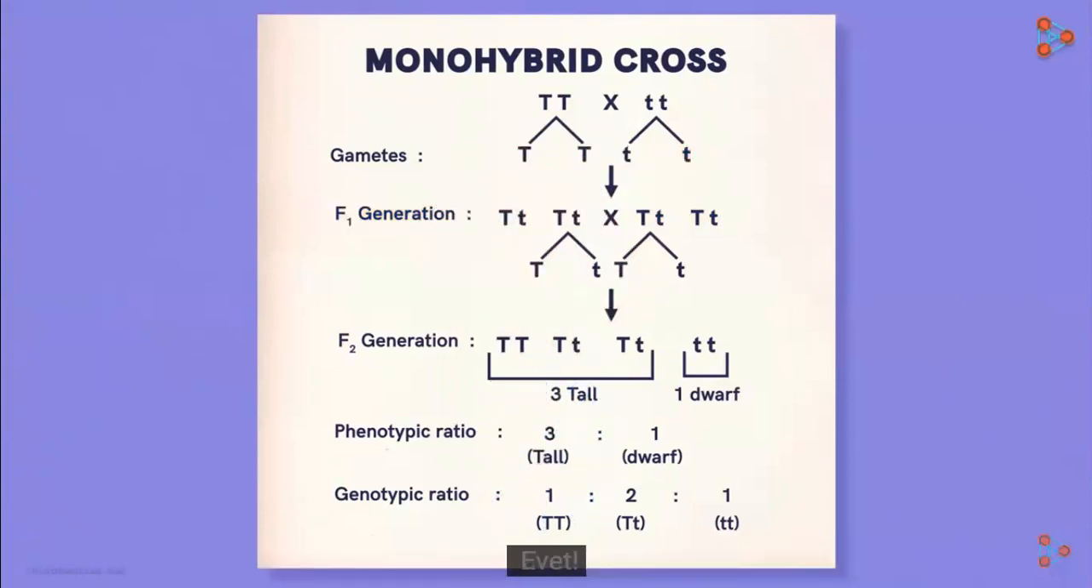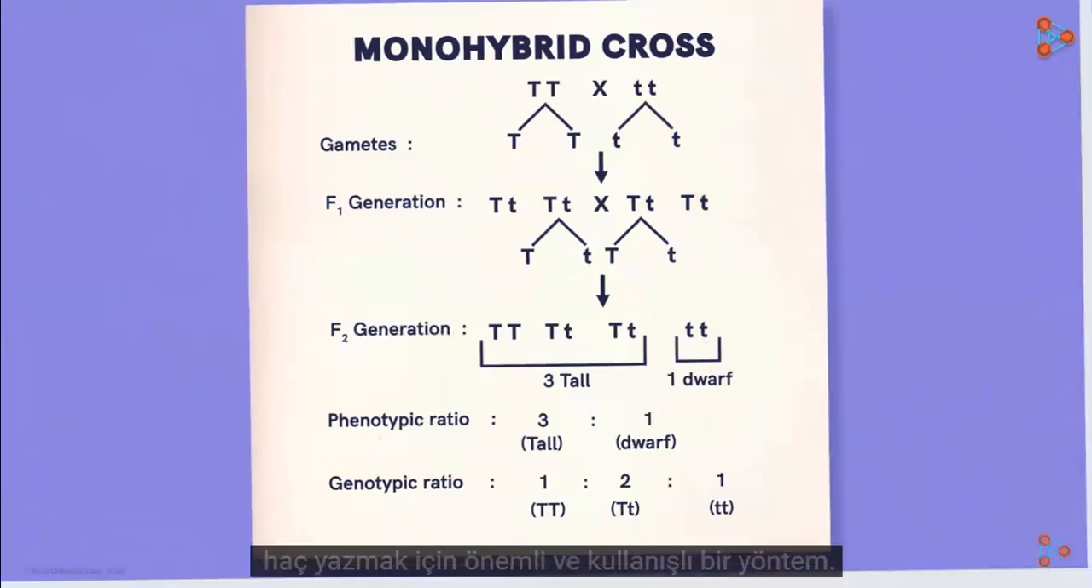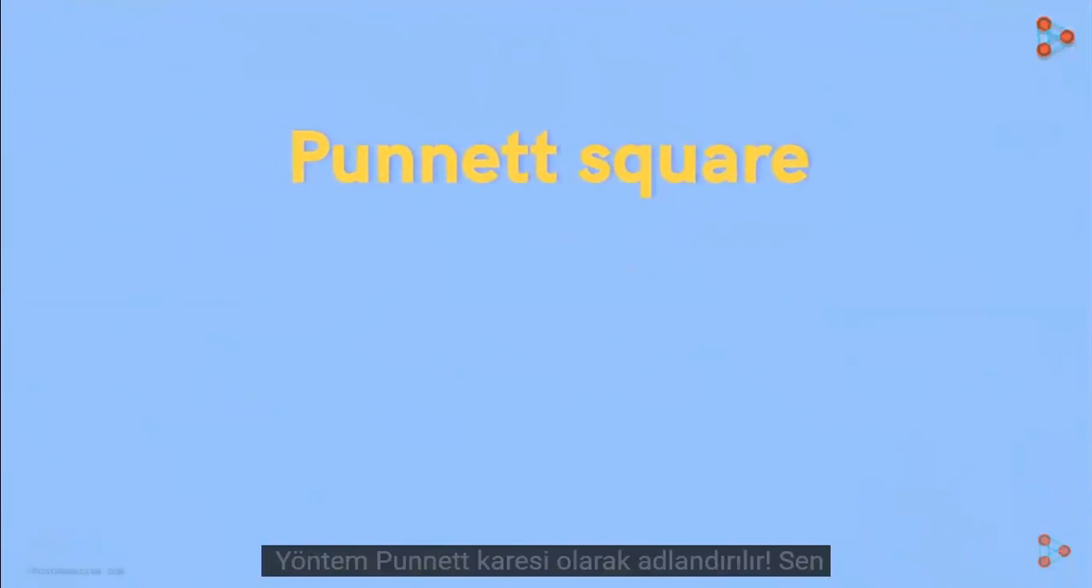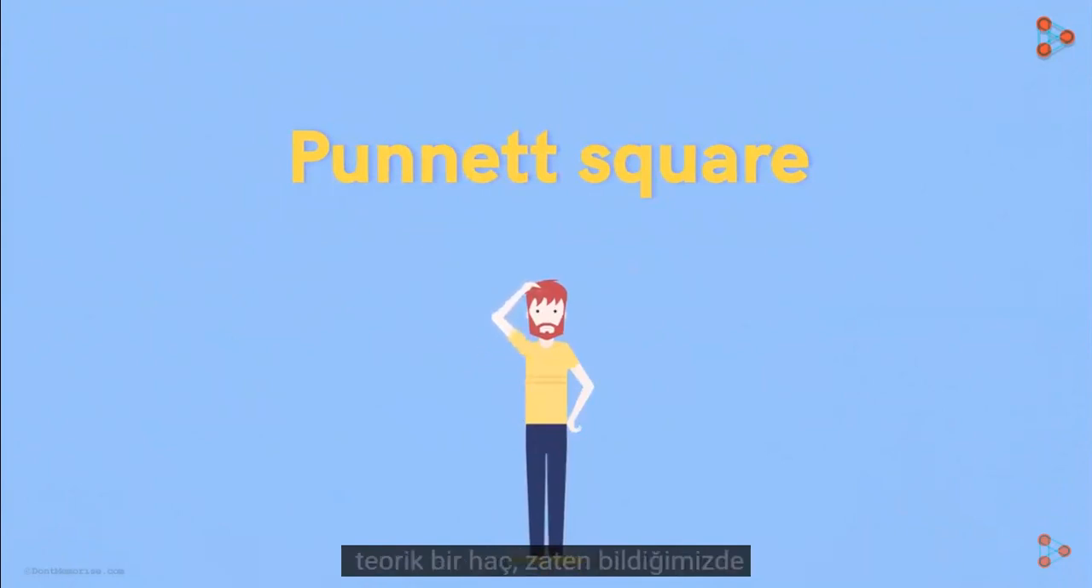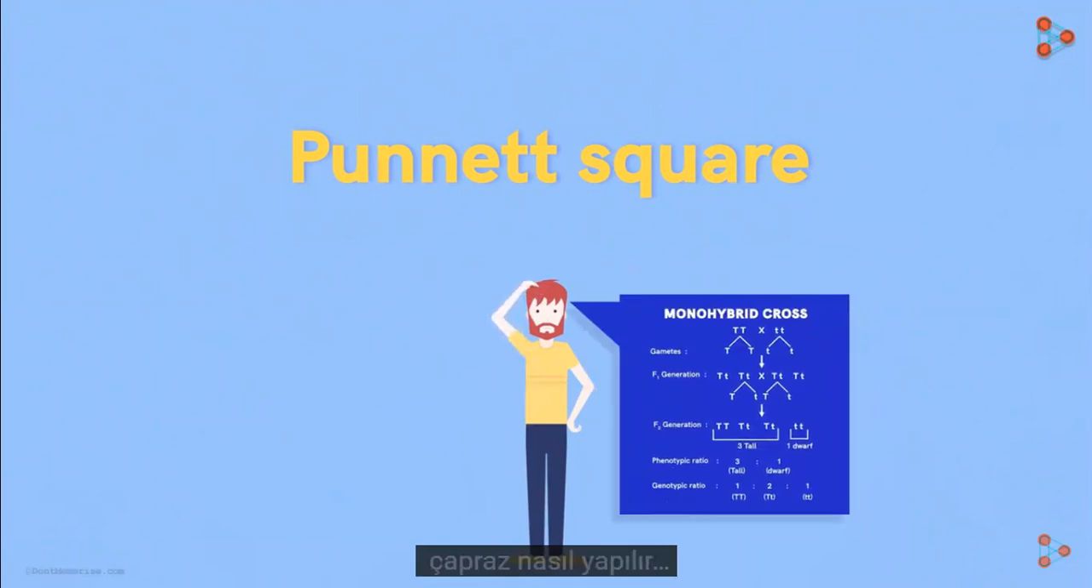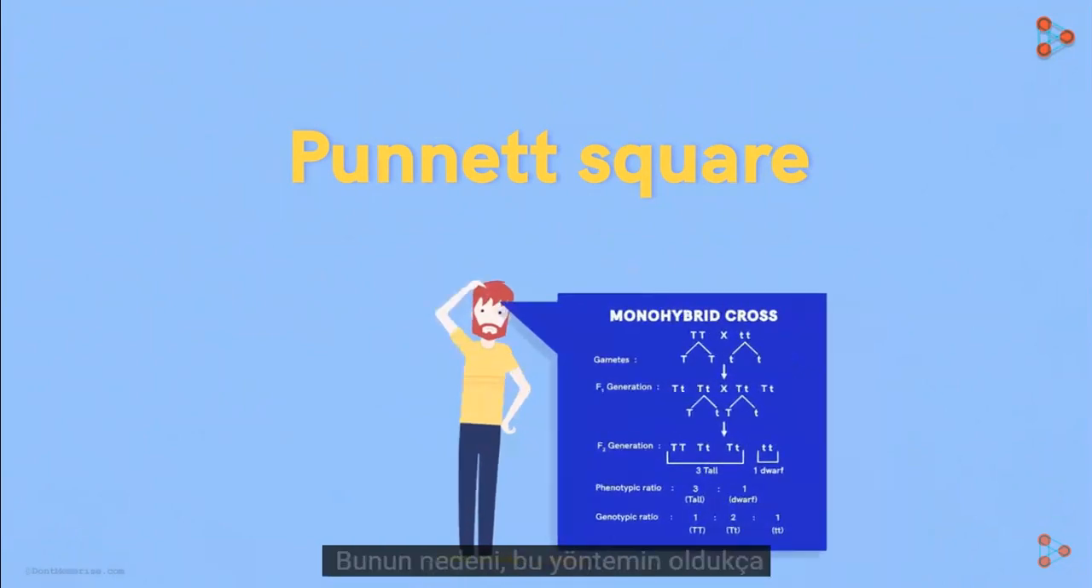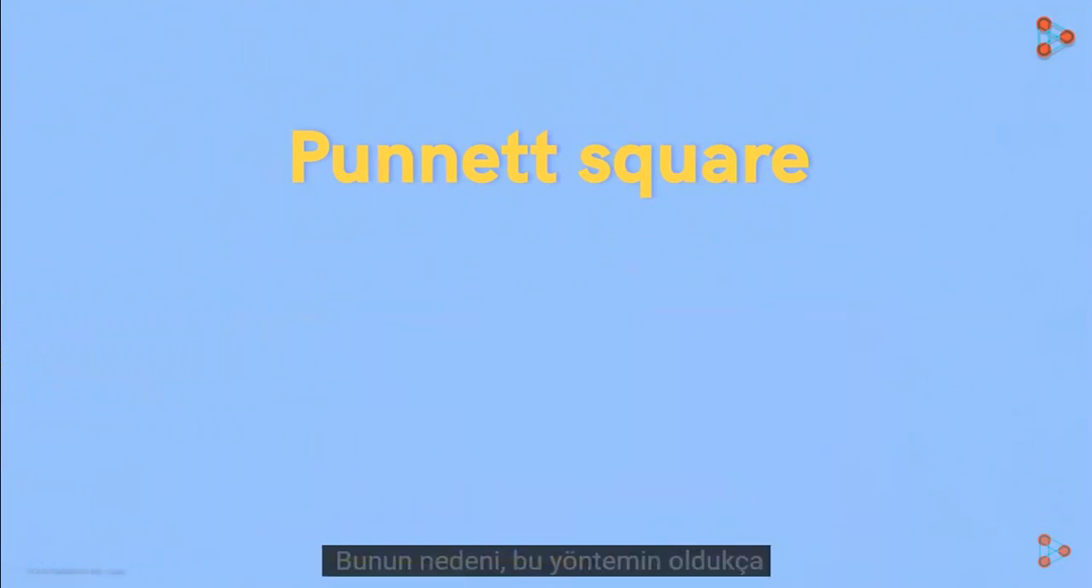There is. So before moving ahead with the dihybrid cross and ratio, let's have a look at an extremely important and useful method for writing a cross. The method is named the Punnett square. You may wonder why we need another method for a theoretical cross when we already know how a cross is carried out? Well, that's because this method is quite useful in many ways.